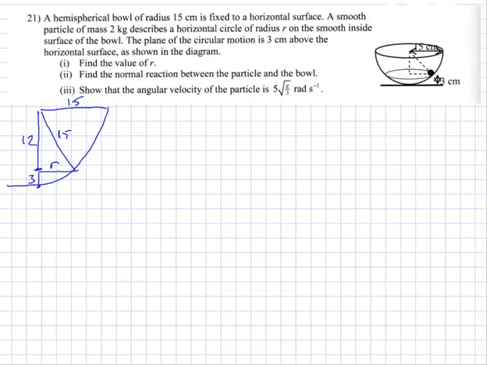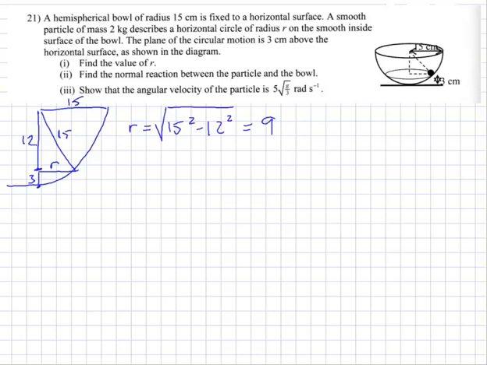Anyway, so the key idea is that right angle triangle that we're interested in has dimensions of 12 and r in the vertical and horizontal, and 15 is the hypotenuse. So it doesn't take a genius to work out what that radius is going to be. It's going to be 9.